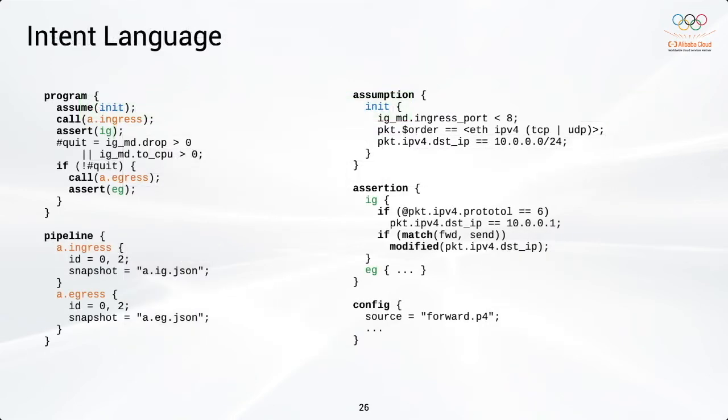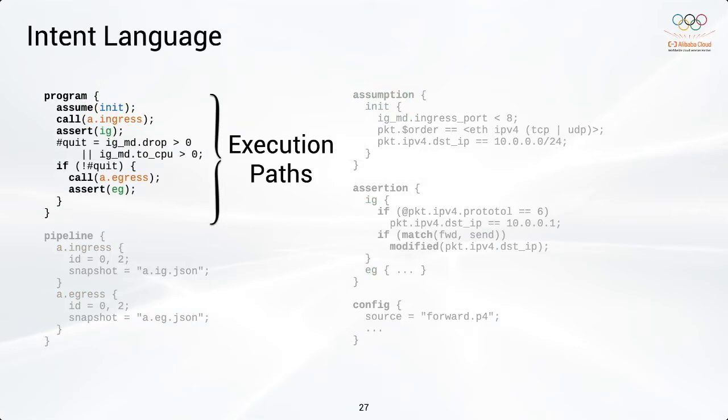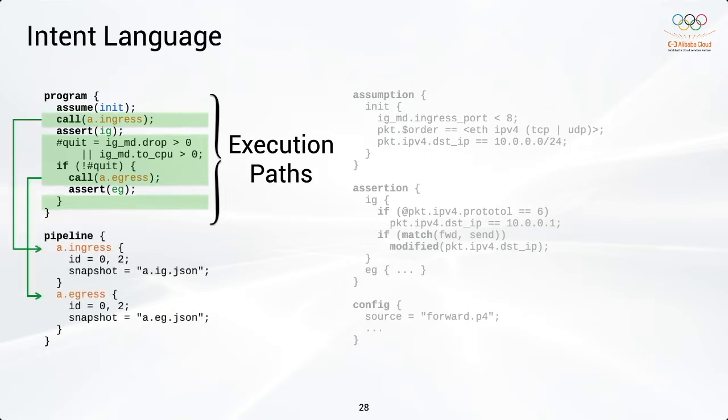An intent file is composed of 5 blocks. The program block describes how these pipelines are organized. For example, the green part means each packet should first execute the ingress part of pipeline A. If it's not dropped or redirected to CPU, execute the egress part. Here, pipeline A is defined in the pipeline block.